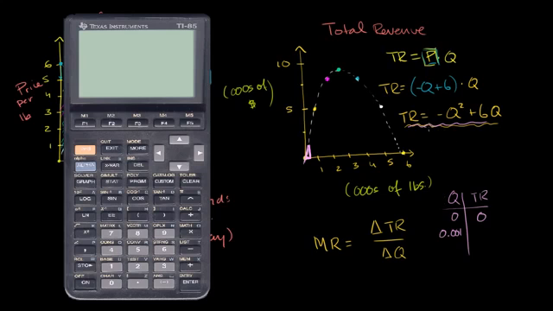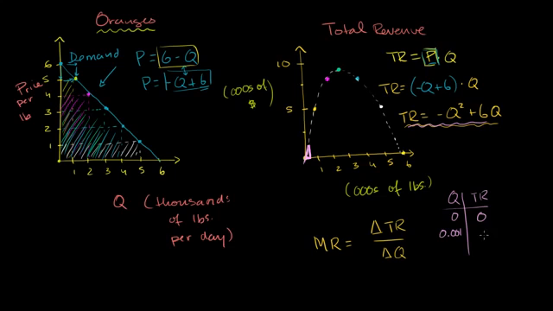We'll get my calculator out. If our quantity is 0.001, our total revenue is going to be negative 0.001 squared, so that's that part, plus 6 times 0.001. So that's going to be our total revenue. It's going to be 0.005999. And so now we can get a pretty good approximation for that marginal revenue right at that point.